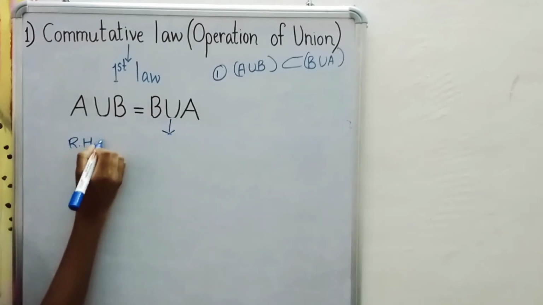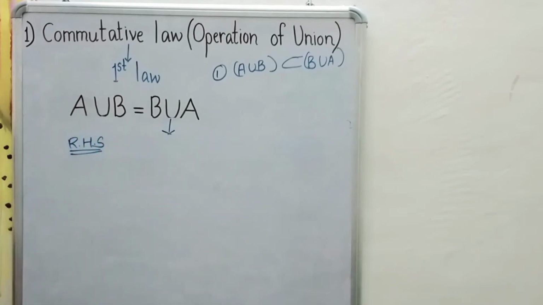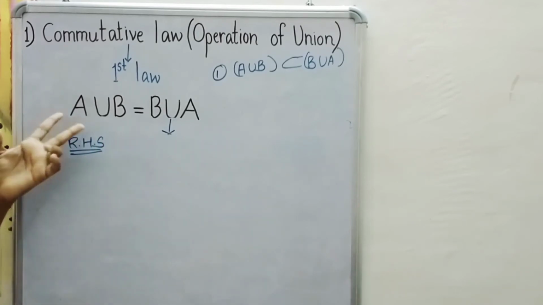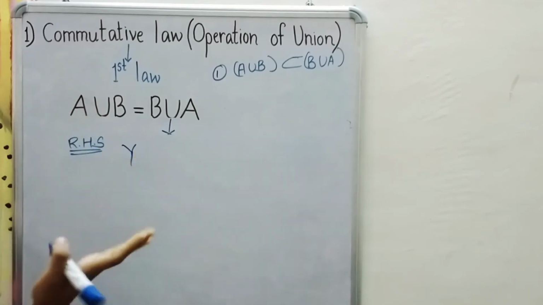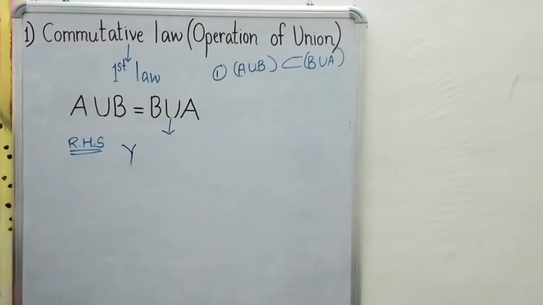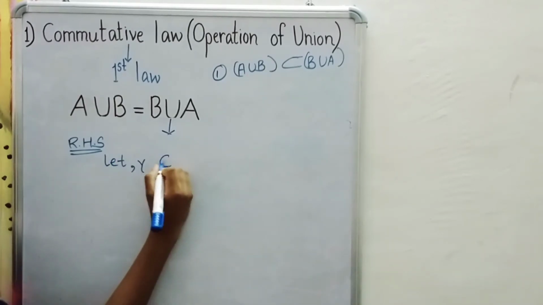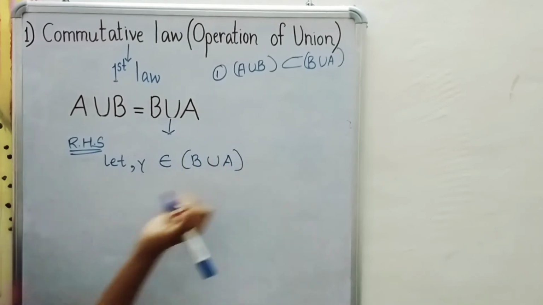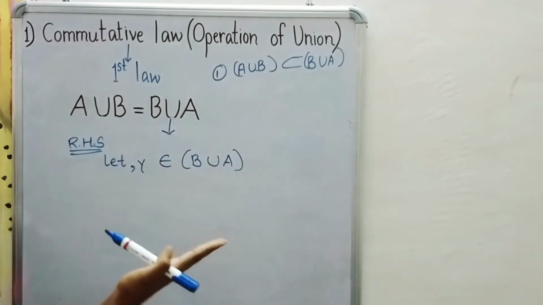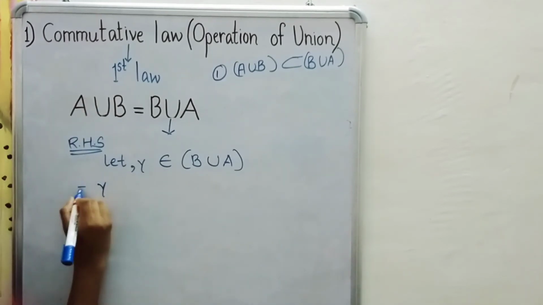Okay. Now let's take the RHS. Now here we don't have to take this X because X is already belonging to one of these two sets. So we are taking Y. X and Y are usually used to make a supposition. Let Y belong to B union A. Now just like we did in the first method, we're going to expand this.